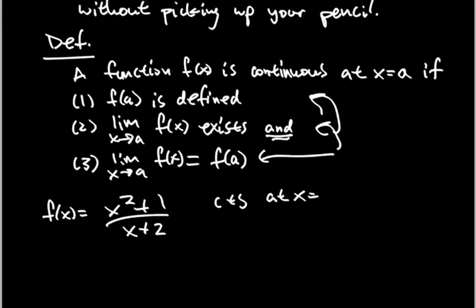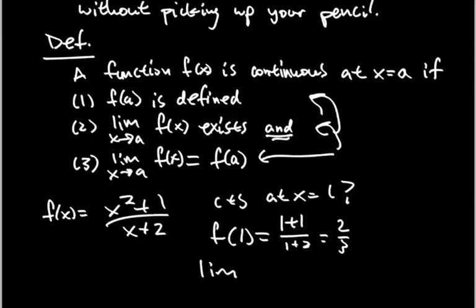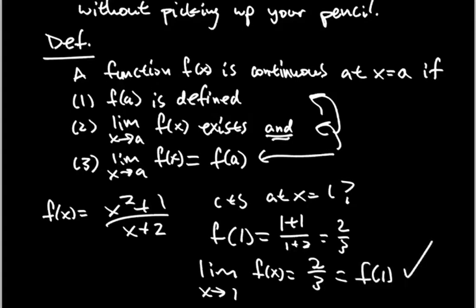Okay, let's check that. F of 1 equals 1 plus 1 over 1 plus 2, which is 2/3. Okay. Limit as x approaches 1 of f of x equals, we can directly substitute and we get 2/3, which equals f of 1. So yes, this is continuous. What about at x equals -2?